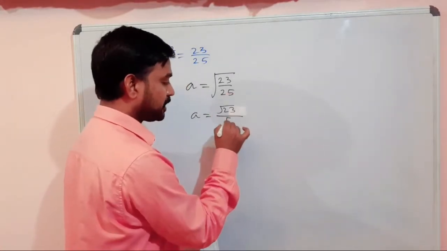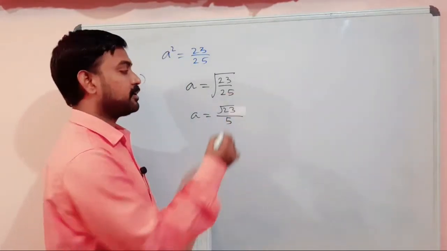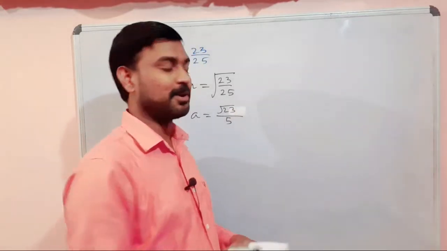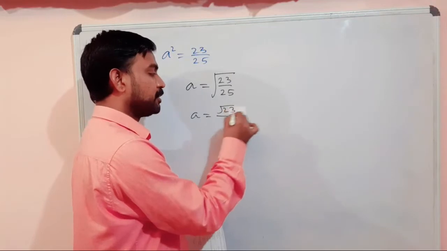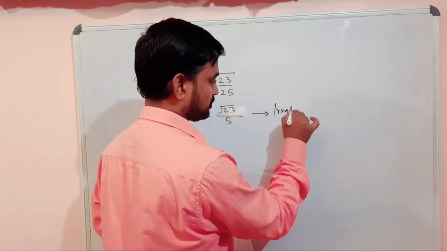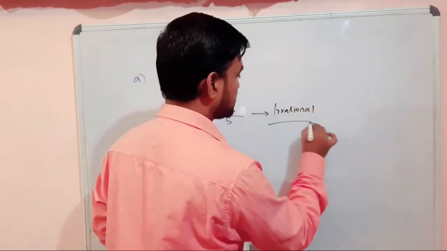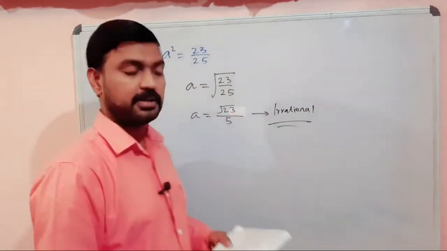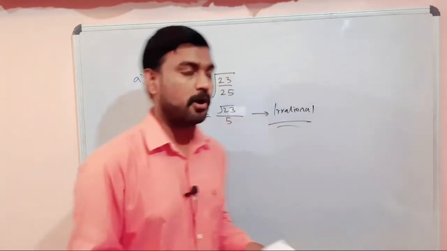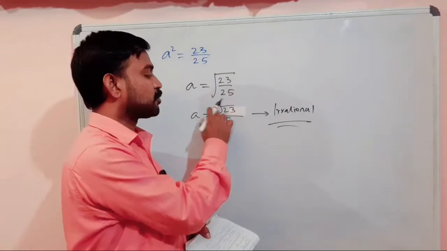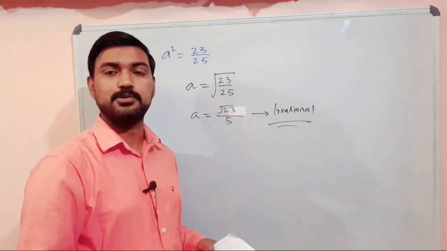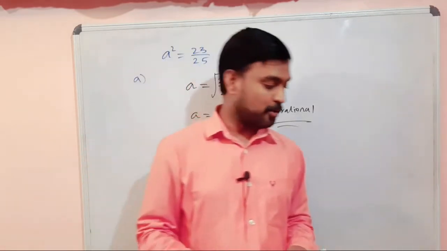Root 25, we know, is plus or minus 5. But root 23 is not a rational number, it is an irrational number. So in this p by q form, the numerator is irrational, so this number is also irrational. Among the options rational, irrational, whole number, integer, option B is the right answer, irrational number, because the square transposed to the root. Okay, so we can go to the next question.